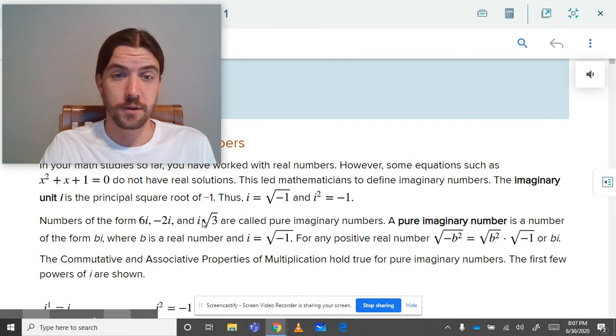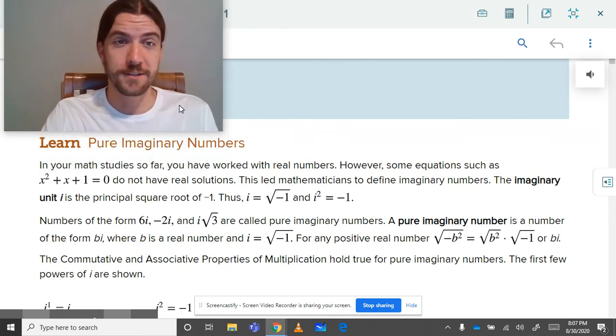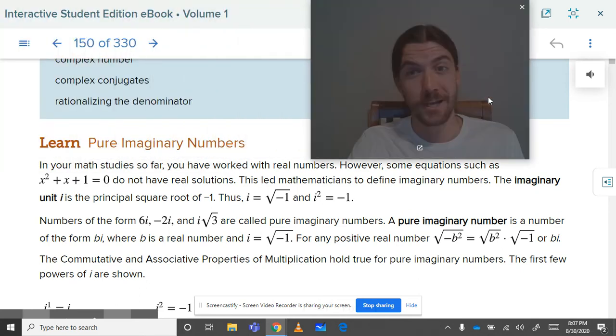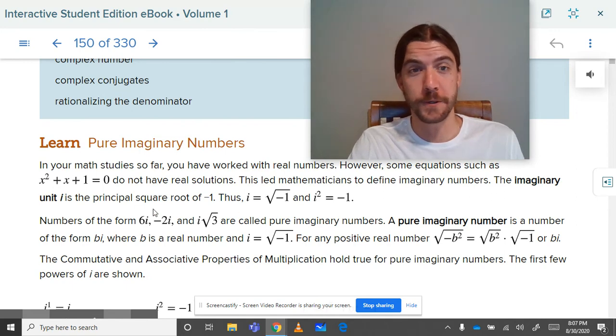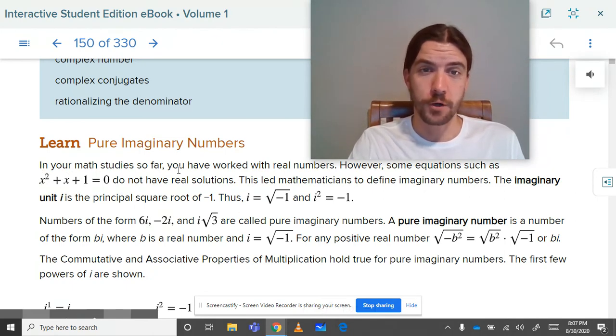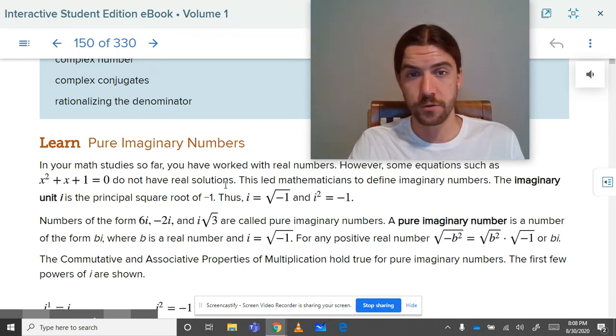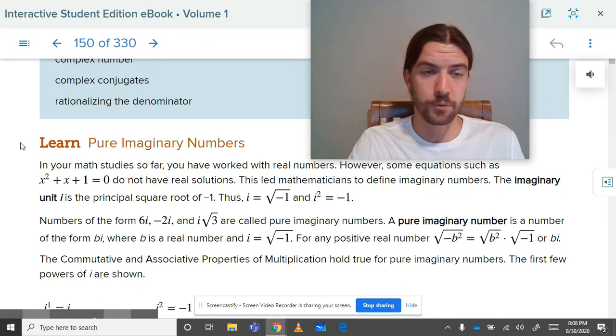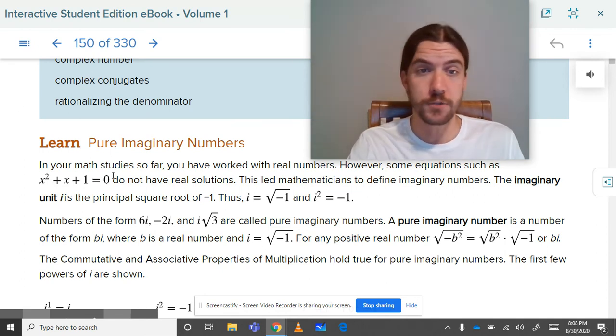Okay, I'm going to read this description that they have in the book, and I'm going to remind you that this is going to be too quick of a description to really get the point across, but we'll read it anyways. Okay. In your math studies so far, you have worked with real numbers. However, some equations, such as x squared plus x plus 1 equals 0, do not have real solutions. If you imagine that parabola, it would be sitting above the x-axis. It would never touch 0. It doesn't have a real solution.